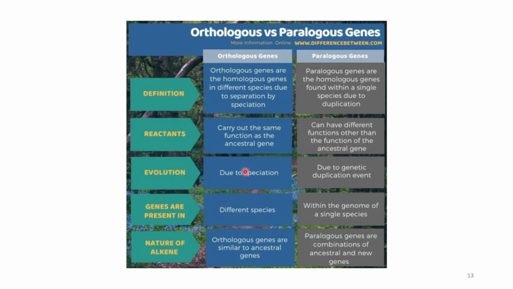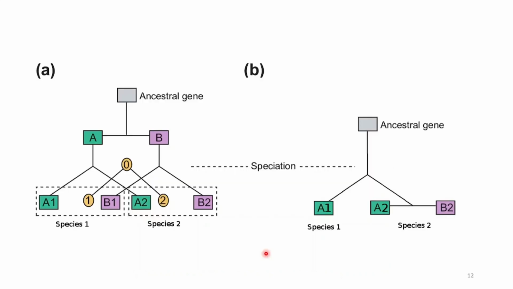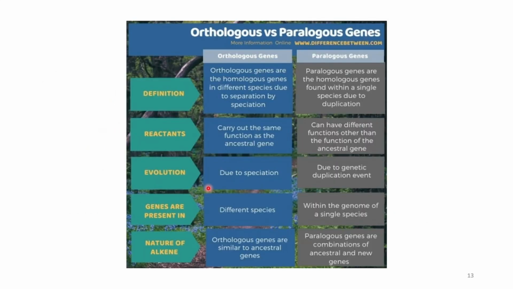Orthologous genes appear due to speciation, paralogous genes appear due to a genetic duplication event. Orthologous genes will belong to different species, very obvious, because they emerged due to speciation. Paralogous genes will be within the genome of a single species. Orthologous genes are similar to the ancestral gene. We can see A and B will be very similar to the ancestral gene. Paralogous genes are a combination of ancestral and new functions. So that is how this entire thing happens.